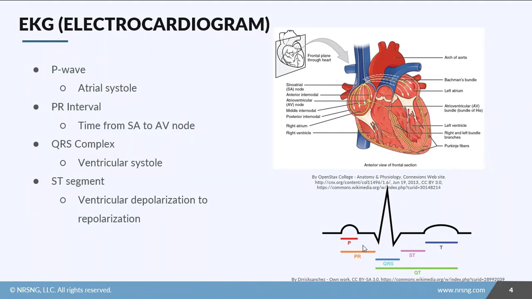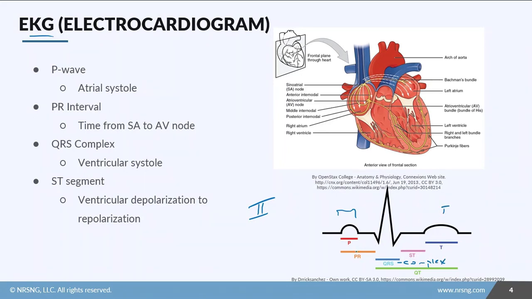So how do we actually measure electrical conductivity in the heart? Well, we do it through this thing called the EKG, or an electrocardiogram. And in order to understand the way it works, we have to look at the basic structure of it. So this is what we call a lead 2 EKG, and you have a P wave, which is this structure right here. Then you have the QRS, which is also known as the QRS complex. And then you have the T wave.